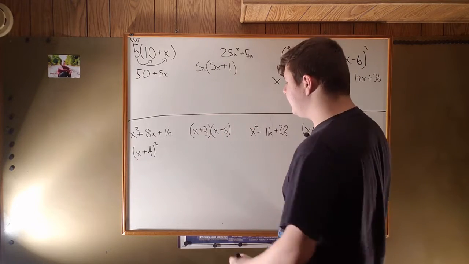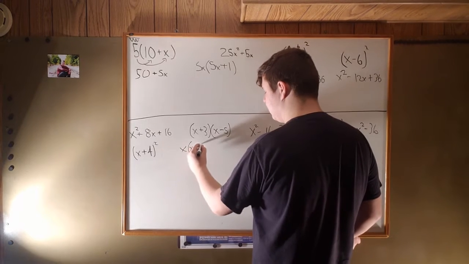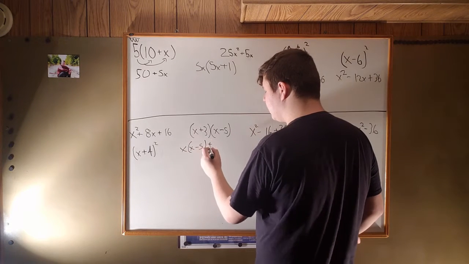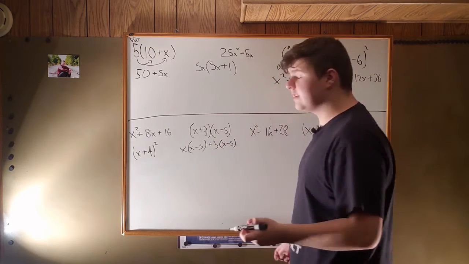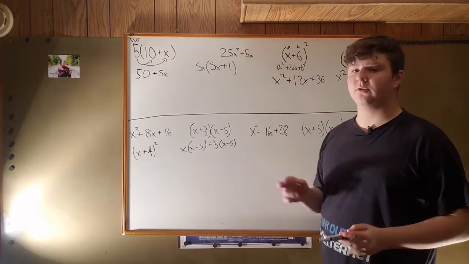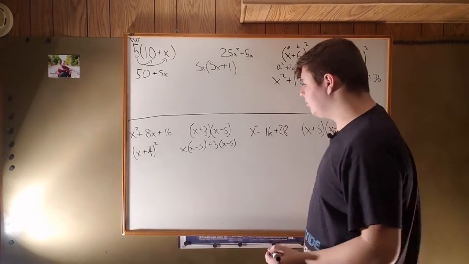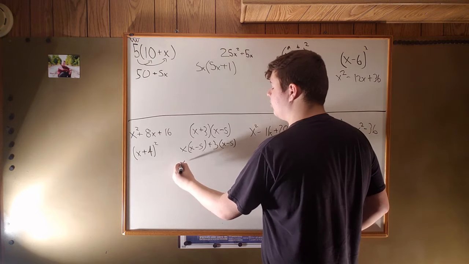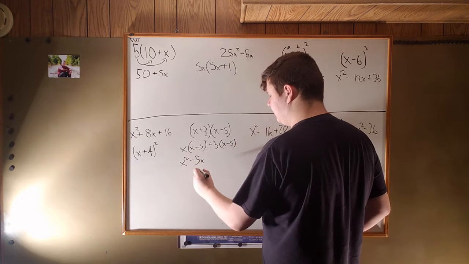So what we could rewrite this as is the first number times this set of parentheses plus the second number times this set of parentheses. These are the same things, we would just be combining like terms here. Now, this allows us to do the same concept from before. X times x is x squared. Negative 5 times x is negative 5x.